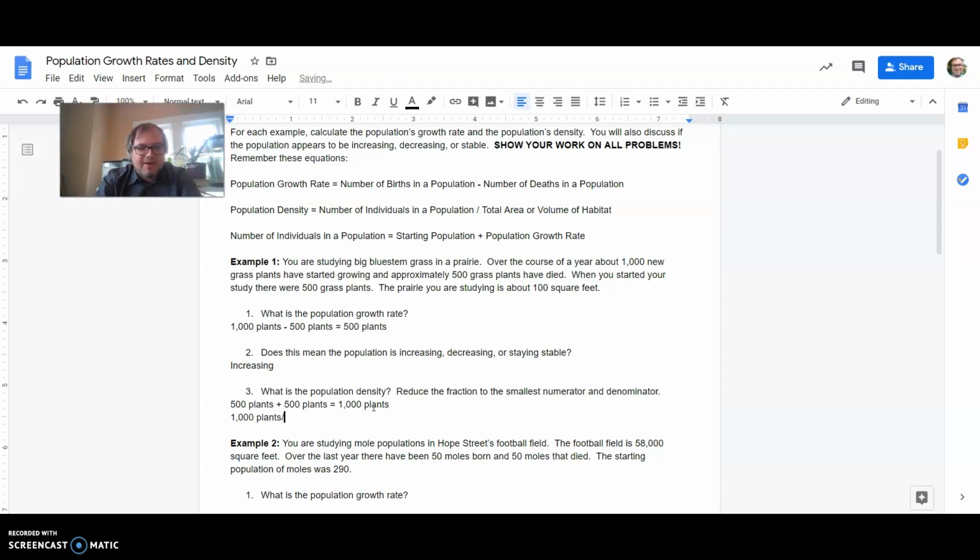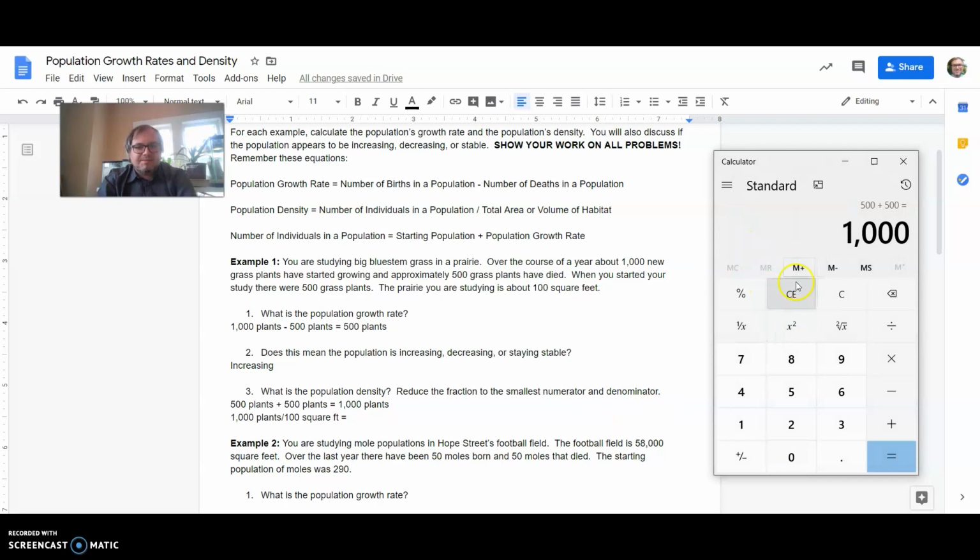And then if we're thinking about our density, we've got our number of individuals. The other part that we need here is the area that these individuals lived in. If we look at our last sentence here, we said the prairie you are studying is about 100 square feet. So 100 square feet. So this is our population density, 1,000 plants per 100 square feet. But I'm betting that we can reduce this a little bit. So I'm going to put an equal sign here.